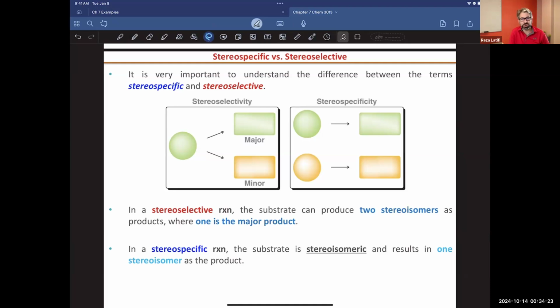This lecture, I'm going to go through three terms. The first term will be regioselectivity, the second is stereoselectivity, and the third one is stereospecificity. When do we say this reaction is stereospecific?